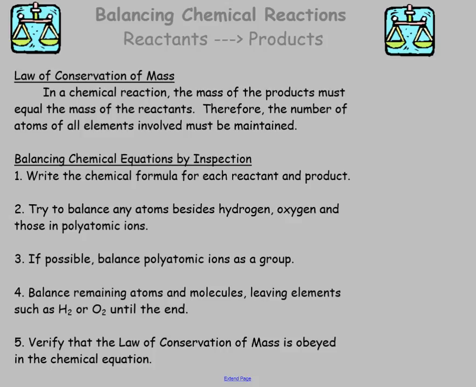Balance everything except for elements typically, and everything except for polyatomic ions first, and then when you're balancing polyatomic ions such as carbonate, nitrate, sulfate, hydroxide, other ones that you'd be familiar with, balance them as a group if they are present on both sides. Then balance any remaining atoms and molecules, and finally balance elements such as hydrogen or oxygen, your diatomics at the end, and then just do a quick check, left side, right side, count the number of atoms or ions of every element and make sure that mass is obeyed.